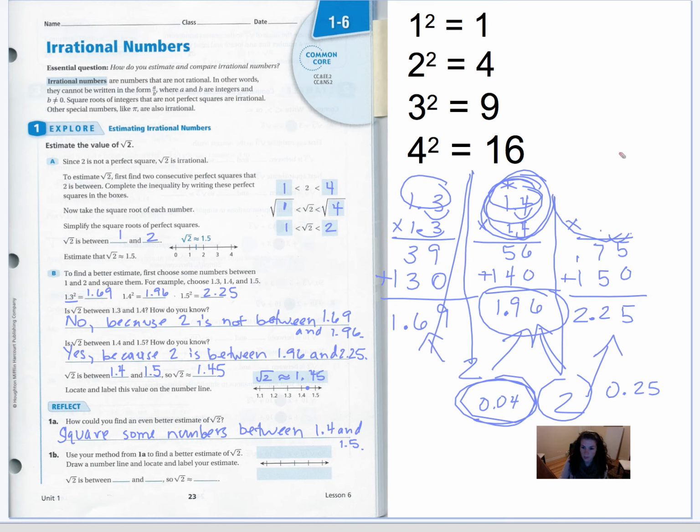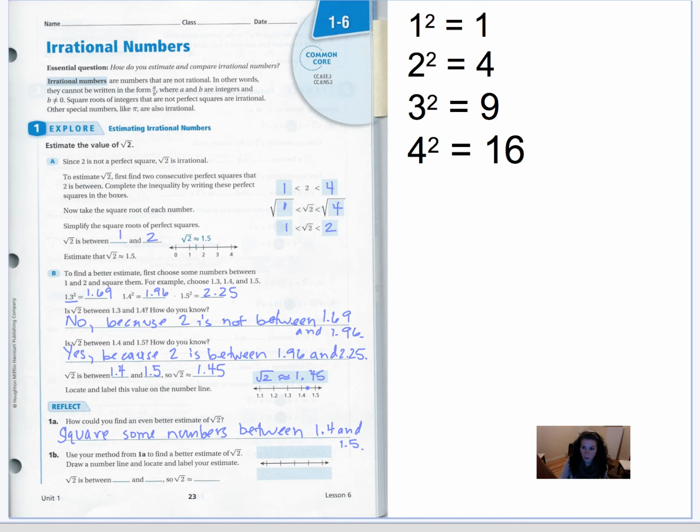Okay, so let me erase this again. So I want numbers that are closer to 1.4. So picture a number line from 1.4 to 1.5. The next number would be 1.41, and then 1.42, 1.43, all the way up to 1.49. Okay, I'll put some dots in here. 1.49, then my next number would be 1.5. So I want something that's closer to 1.4. So I could try 1.41, 1.42, and 1.43. Let me write those up here so we don't forget.